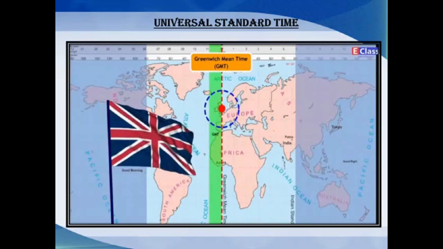The difference in standard times of various countries is calculated with reference to GMT. The Indian Standard Time is 5 hours 30 minutes ahead of GMT. If it is 5 pm at Greenwich, then in India it would be 10:30 pm.